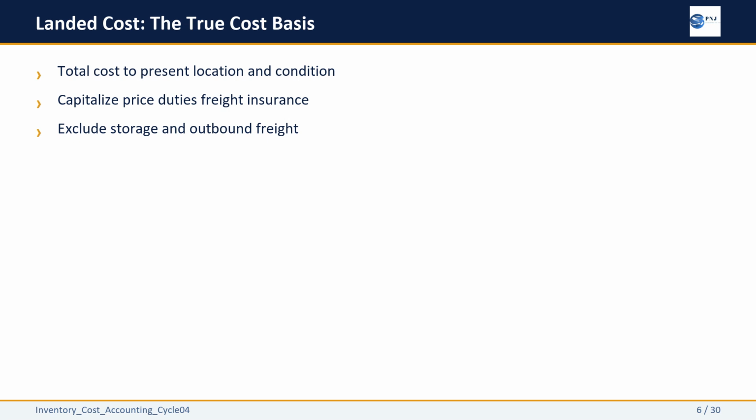Landed cost is the total cost to bring inventory to its present location and condition, and it is the correct cost basis under SC 330 and IAS 2. You capitalize purchase price net of discounts, import duties, inbound freight, in-transit insurance, and port handling. You do not capitalize storage after receipt, outbound freight, or abnormal losses. Divide total landed cost by units received, and you get the per unit cost that becomes either your standard material cost or your merchandise value. This number anchors everything that follows.